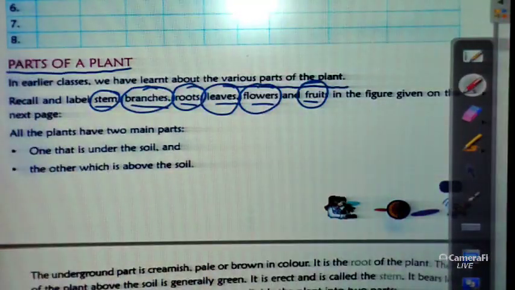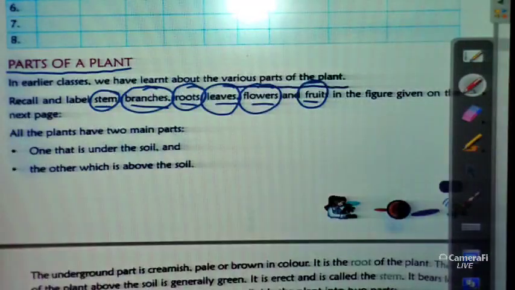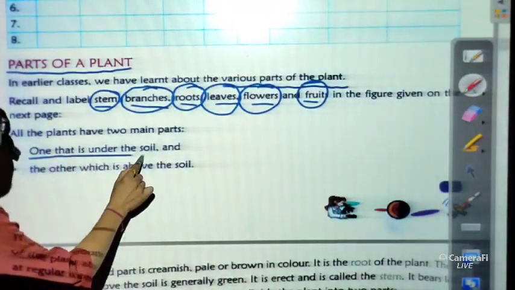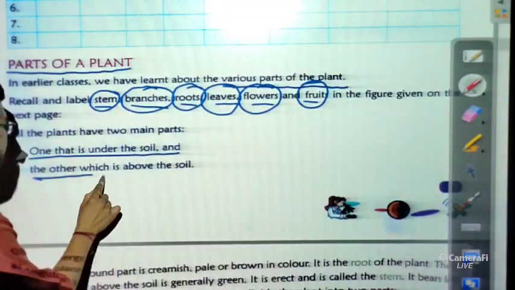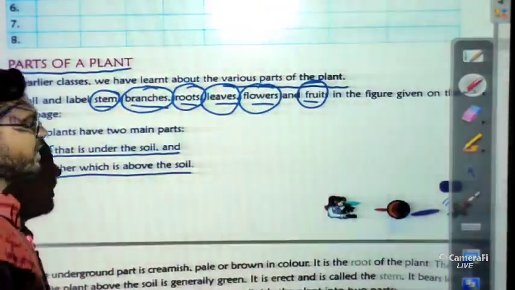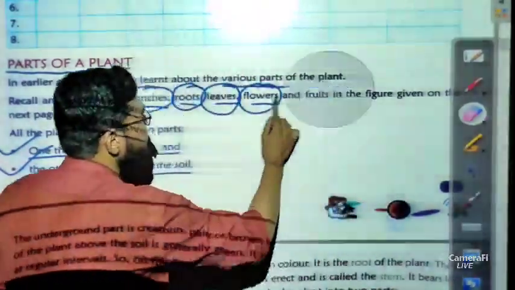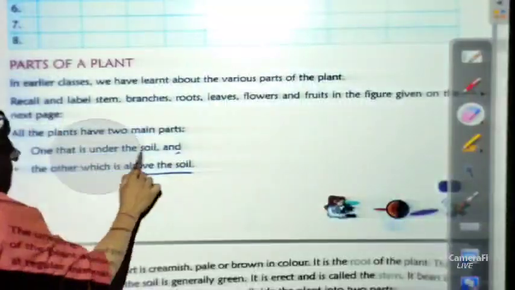Basically, all plants have two main parts. What are the two main parts? One is under the soil and one is above the soil. These two parts are very important. One is under the soil and one is above the soil. So let us discuss these two parts one by one.